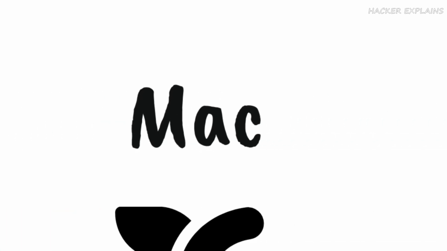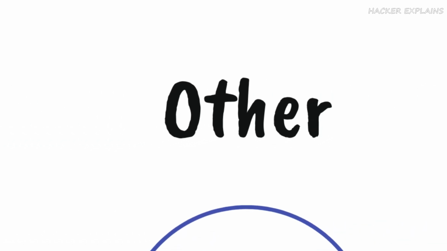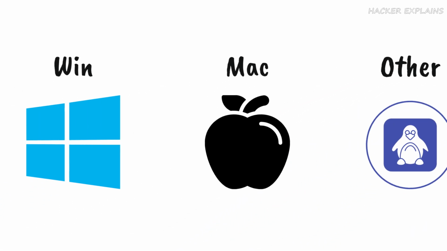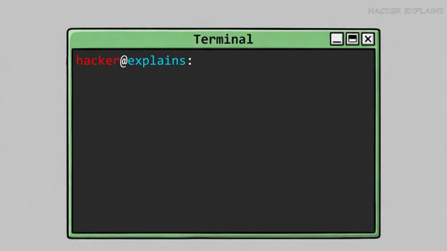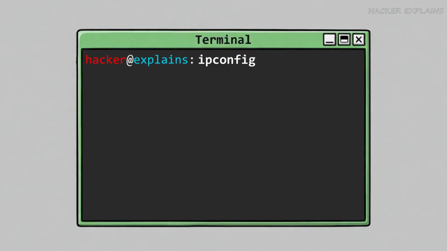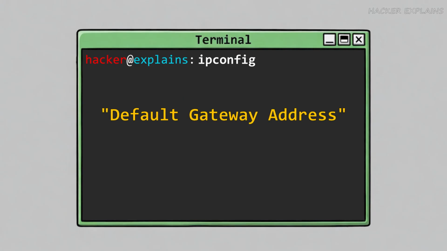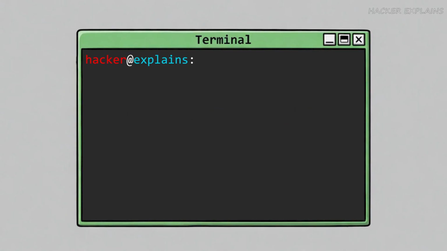Windows, Mac, or any operating system. It doesn't matter what it is. I'll show it through Windows since it's the most common. ARP table check. Open the command prompt and try running this command, ipconfig. By typing this command, first find out your default gateway address. It's usually an address like 192.168.1.1 or 10.0.0.1.